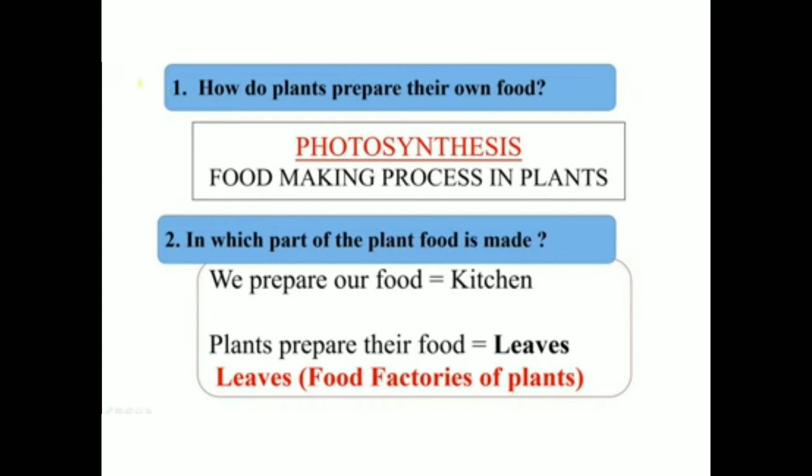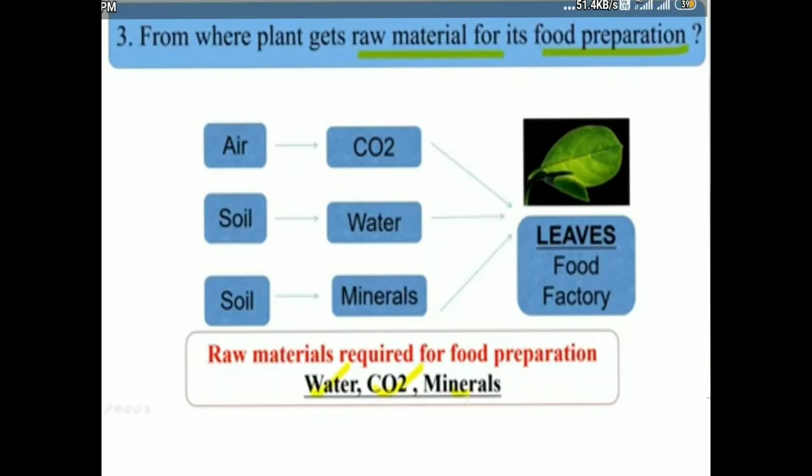Now, the next question is, from where do plants get raw material for food preparation? We already know that water, carbon dioxide and minerals are the raw materials required by plants for food preparation. So we will try to understand where plants get these raw materials. Plants get carbon dioxide from air, plants get water from soil, and plants get minerals from soil.